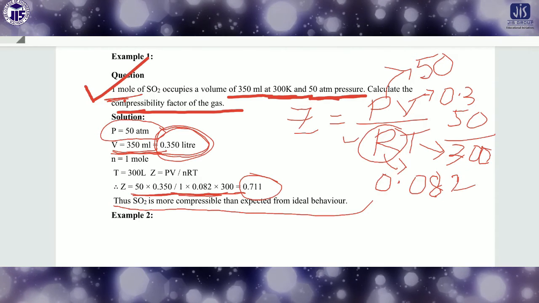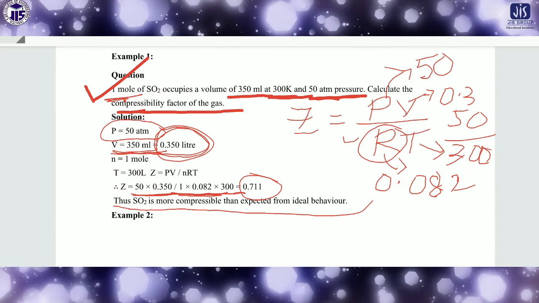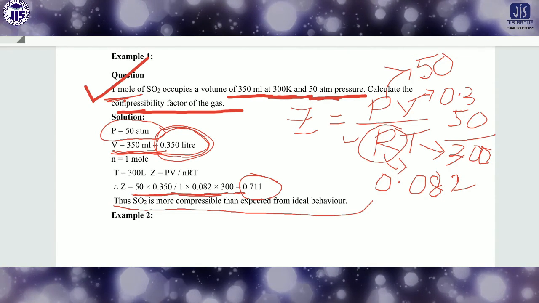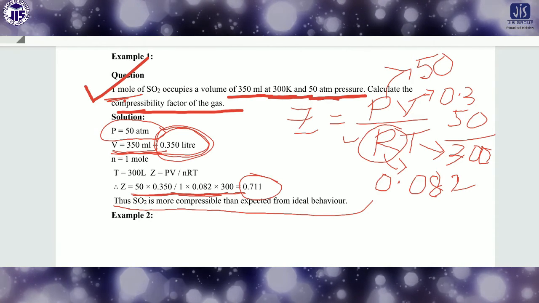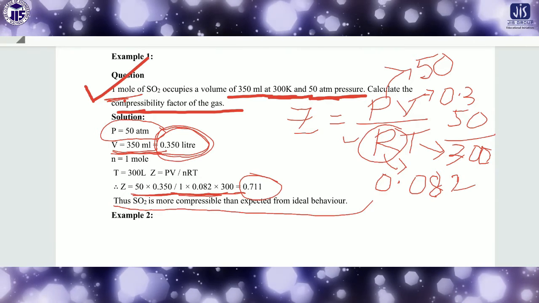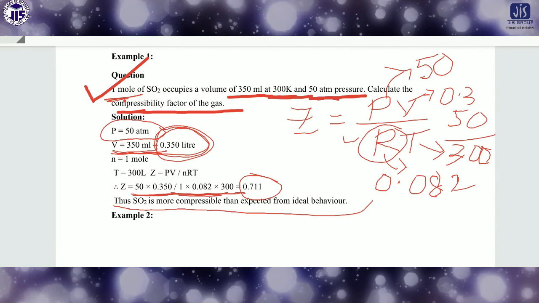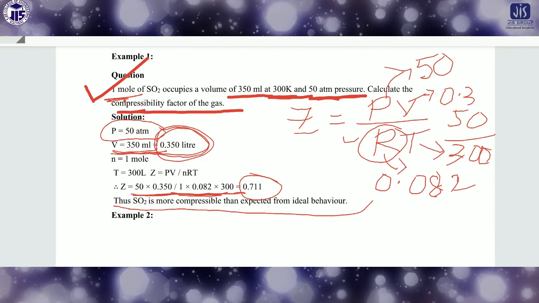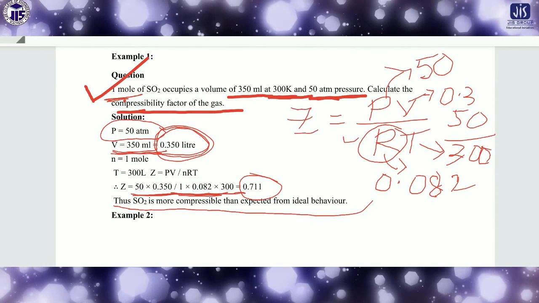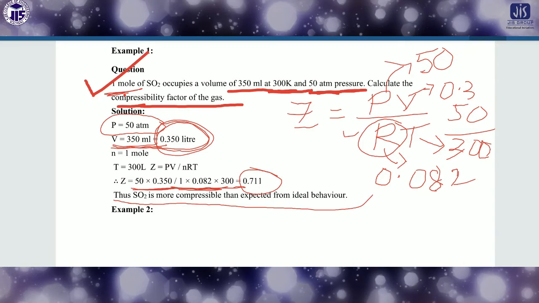We should be careful about this fact. The question may arise in this way also: predict whether it is more compressible or less compressible than the ideal behavior or ideal gas. Then we have to check this value only, whether it is less than 1 or greater than 1. Now come to the second example.